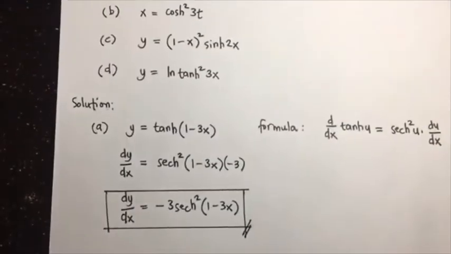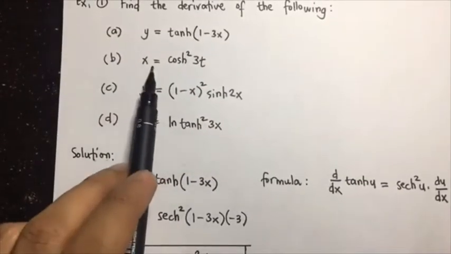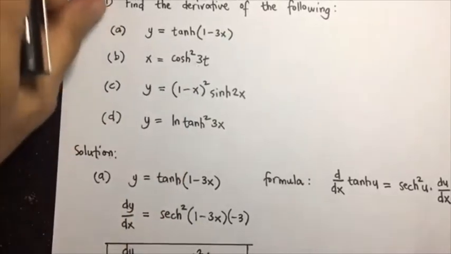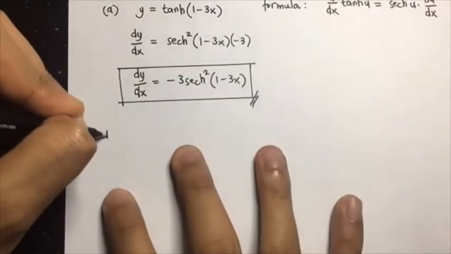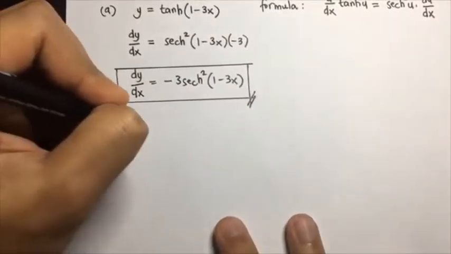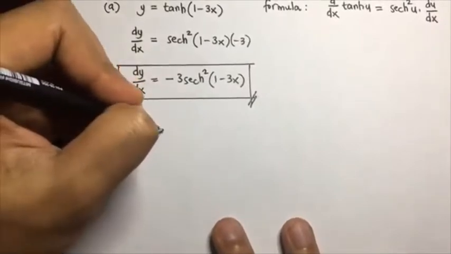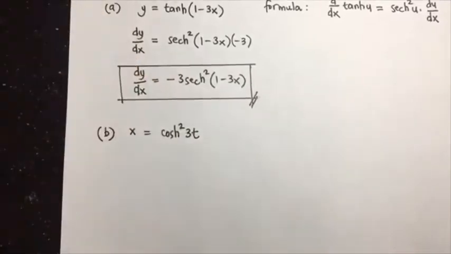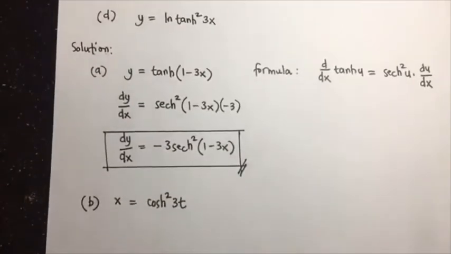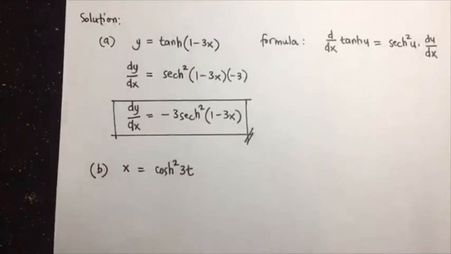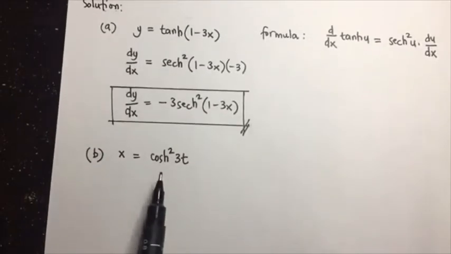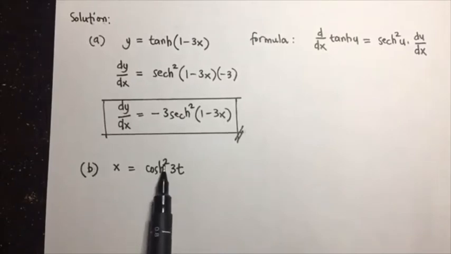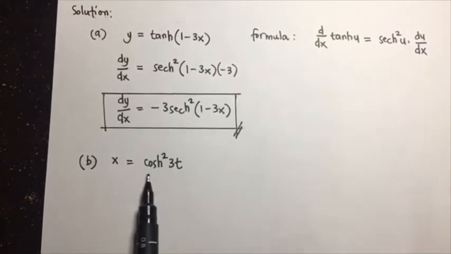For our next example, we have x is equal to hyperbolic cosine squared of 3t. Let's rewrite the function: x is equal to hyperbolic cosine squared of 3t. As you have noticed, this will not be a direct use of the formula because we don't have the derivative of hyperbolic cosine squared.